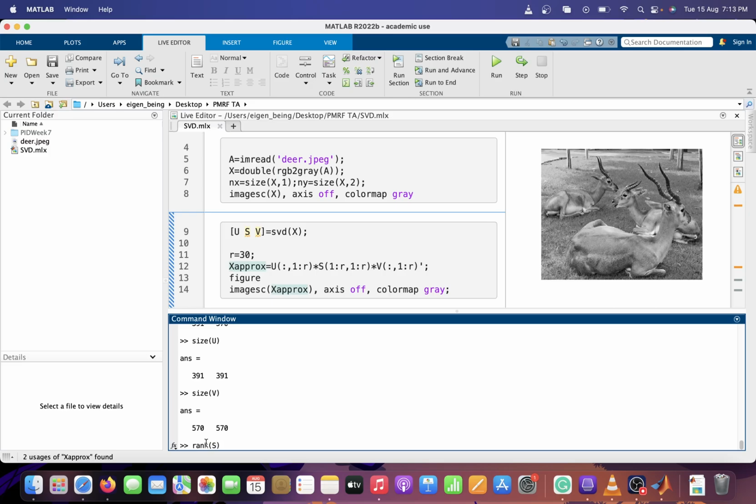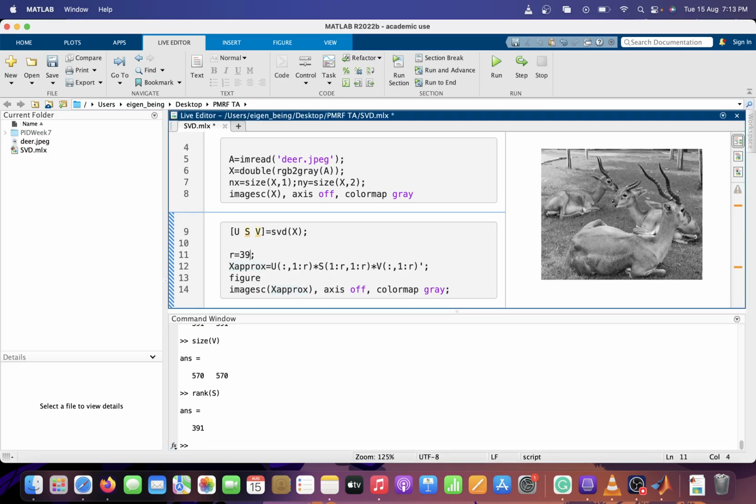Rank of S is nothing but the number of non-zero diagonal entries, correct. So, it is 391, okay. There are 391 non-zero diagonal entries out of 570, okay. So, I can truncate the image to that much, 391 if I want, okay. We will see first what happens.